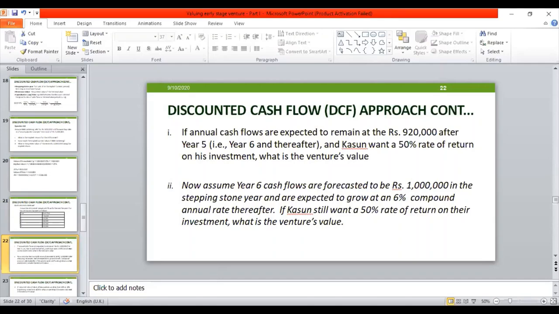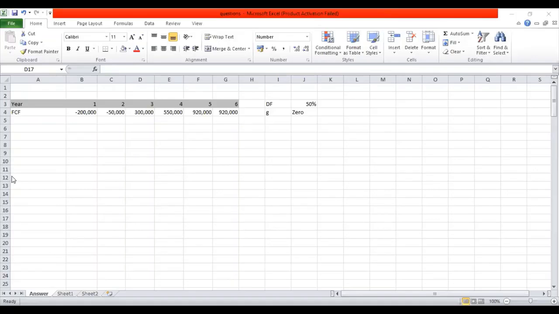So I would do this with you all. So these are the cash flows. And the 6th year is the stepping stone year, and there will be a zero growth rate, and the discounting factor is also given. Kasun wants a 50% rate of return for his investment. So that would be the discounting factor for these values. So first we can estimate the terminal value. How do we estimate the terminal value?